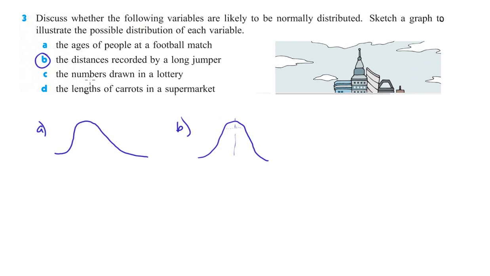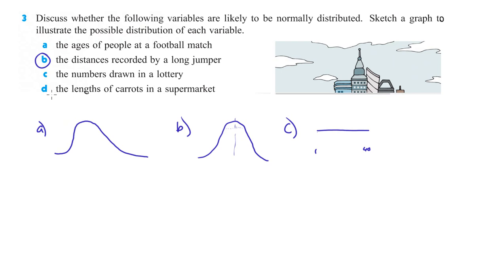Numbers drawn in a lottery. Now, the numbers drawn in a lottery, you're not going to necessarily draw all the numbers in the middle more than you would on the end. It should be a pretty flat graph, right? Like all the numbers, 1 to say 40, if all those numbers are in the lottery, they should all have an equally likely amount of probability of them happening. So that'd be a nice straight line. Would not be a normal distribution.